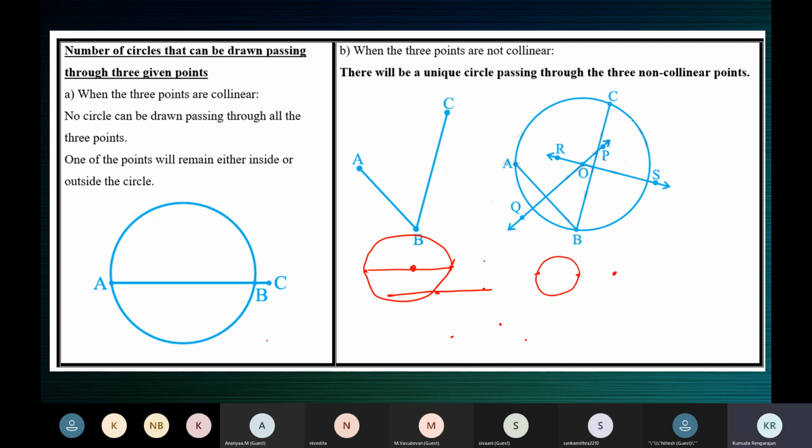When the 3 points are collinear, no circle can be drawn passing through all 3 points. You can draw a circle passing through any 2 of them. The third point will lie either inside or outside the circle drawn.